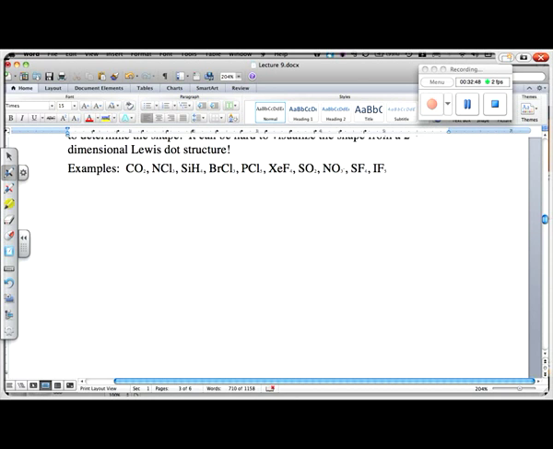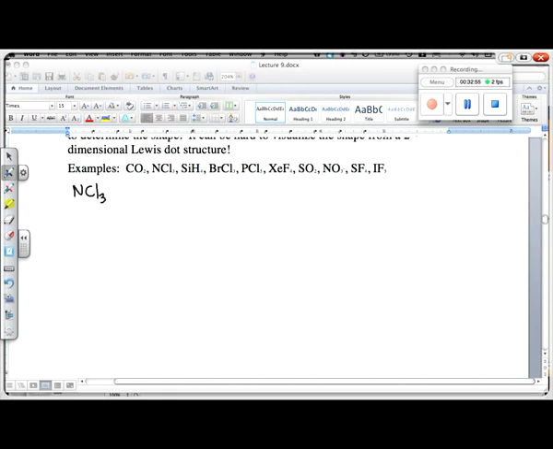Okay, so NCl3, let's walk through it. First of all, we're going to do the Lewis dot. Counting my valence electrons, 5 plus 3 times 7 is 21, so that's 26 electrons. Nitrogen in the middle. Connect the chlorines with dashes. Give everybody 8.